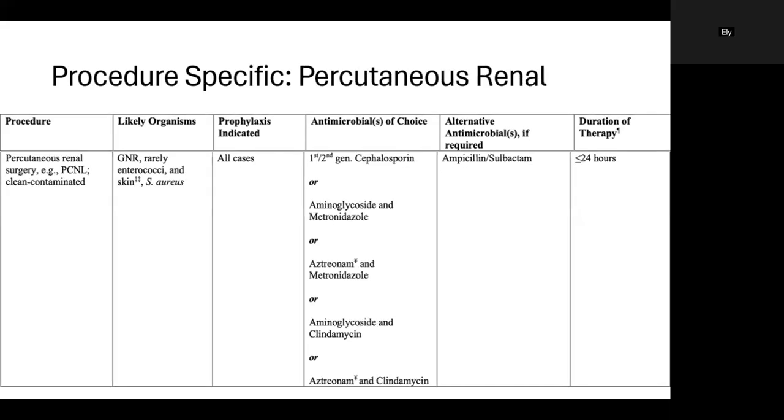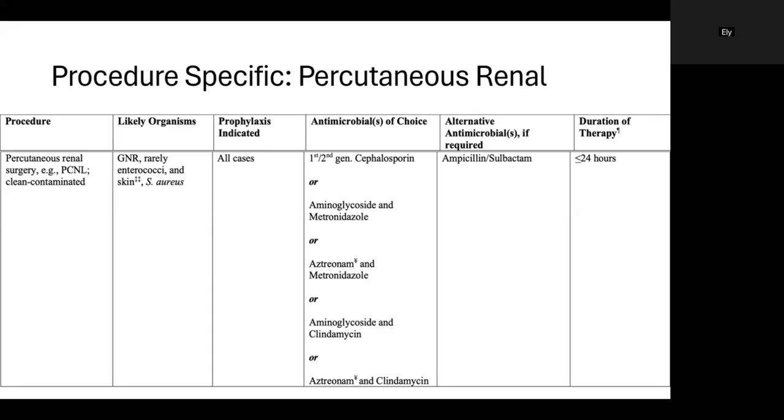Now, percutaneous procedures are a little bit different, as we have to cover for the typical GU organisms that we talked about, but skin flora are at risk as well here. So we can consider going a little bit broader in these cases. For this reason, in combination with relative invasiveness, prophylaxis is recommended in all cases, and antibiotics could be given for up to 24 hours. So not necessarily just a single dose, depending on their increased risk for subsequent infection.